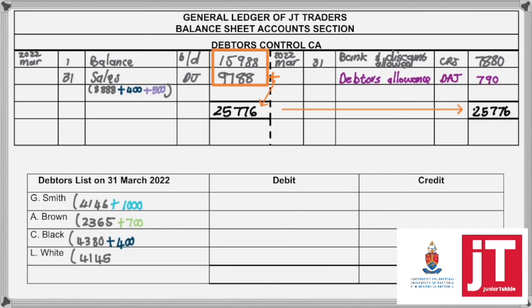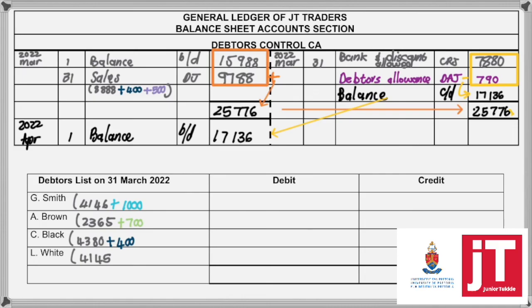And then what you should do is balance off the account of the debtor's control. So how do I balance again? You add the total debits together and get a total of 25,776. And then you carry that over to the other side. And then you must minus off the credits to get your balance carried down. So the 25,776 minus 7,880 minus 790 gives us a balance carried down of 17,136 Rand. And then that balance carried down becomes your new balance brought down at the beginning of the month.